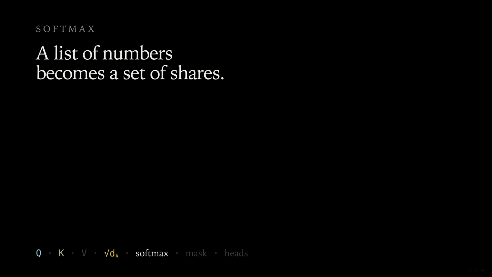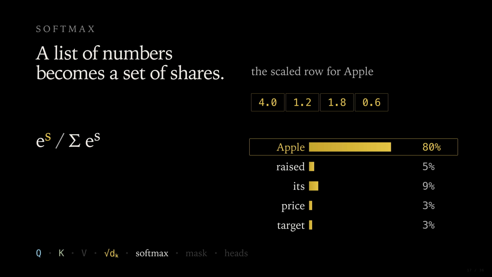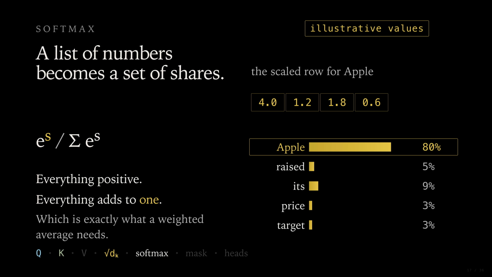Softmax takes a list of numbers and turns it into a set of shares, rather like cutting up a pie. You raise e to the power of each number and then divide by the total, and two useful things fall out of that. Everything comes out positive, and everything adds up to 1, which means you can read the result directly as how much of my attention goes here, and that happens to be exactly what a weighted average needs.